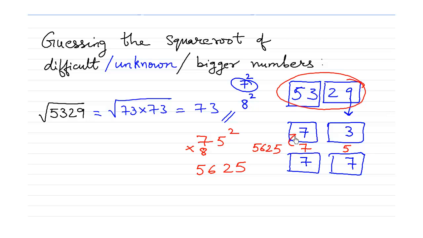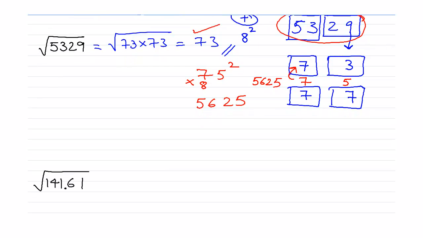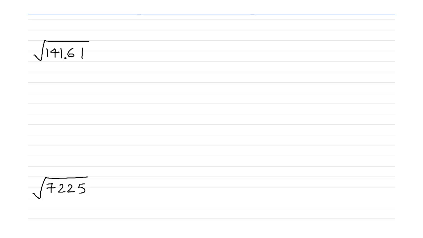So our number should be smaller than that. So we can guess that our answer is 73. Let me explain this to you another time, in another sum. But this time, let us first of all write all the squares of 1 to 10. So 1, 2, 3, 4, 5, 6, 7, 8, 9, 10.